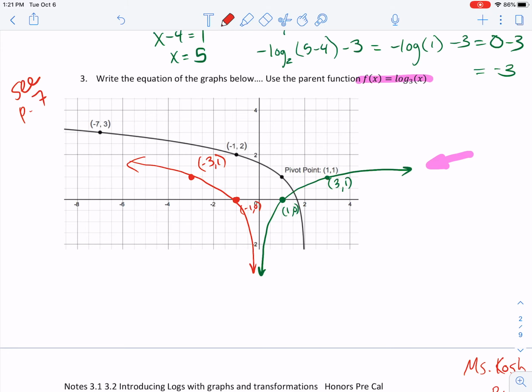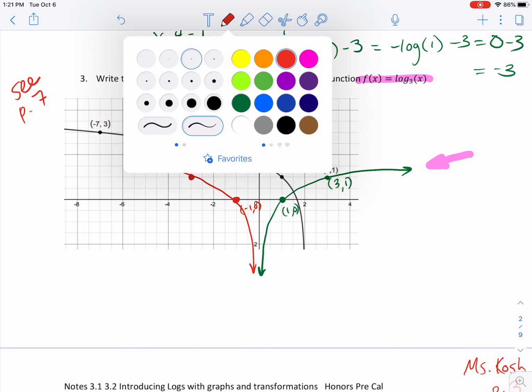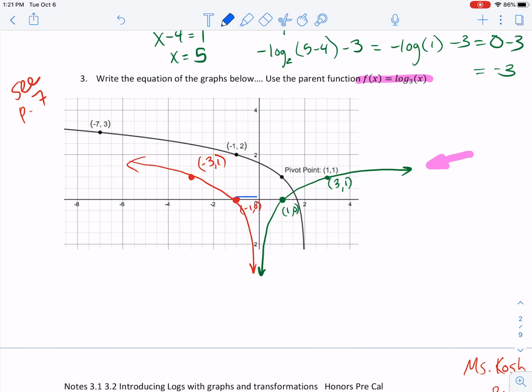However, that's not where we are. What we have done is moved this right 2 and up 1 to get to that pivot point. So if this point moves right 2 and up 1, this point, (-3, 1), moves right 2 and up 1, and that does land us on this point right here, which is good news.